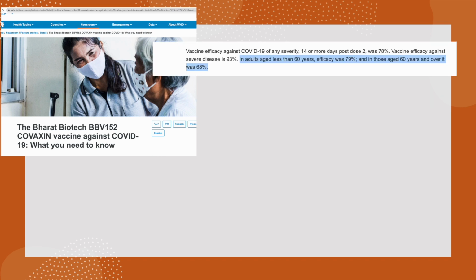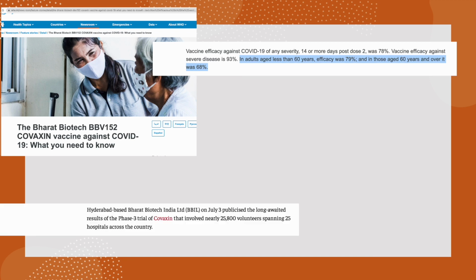So this is data which I have taken from the WHO website. It's about the vaccine called Covaxin. This is the same vaccine which incidentally I also got. So I was seeing what the efficacy is. Efficacy is the percentage of people on whom it has a positive impact. So it appears that under the age of 60, the efficacy of the Covaxin vaccine was 79%. Now, how did they arrive at that figure?